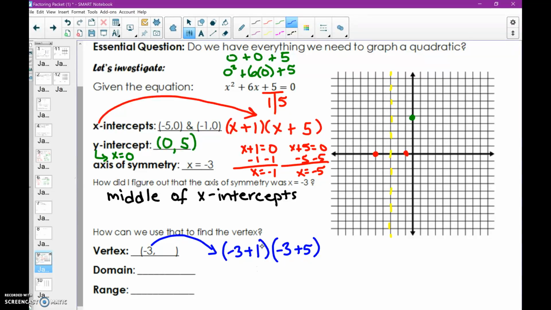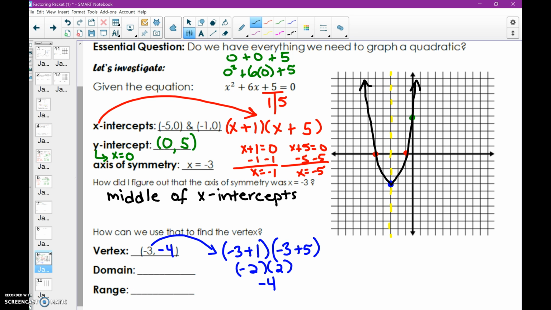Well, negative 3 plus 1 is negative 2. That's going to be times negative 3 plus 5, which is positive 2. Negative 2 times positive 2 is negative 4. So that means my vertex is actually negative 3, negative 4 right there. And then we draw a parabola through. Nice, lovely U shape. Just like that.